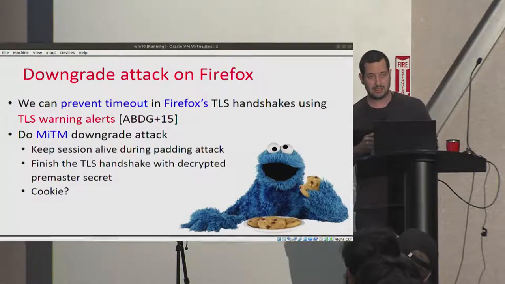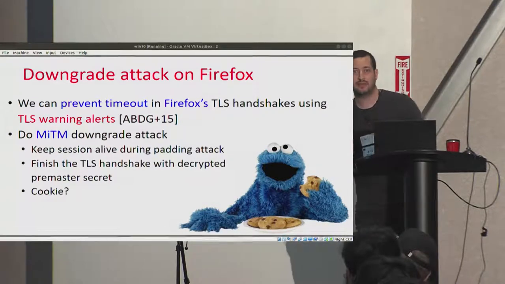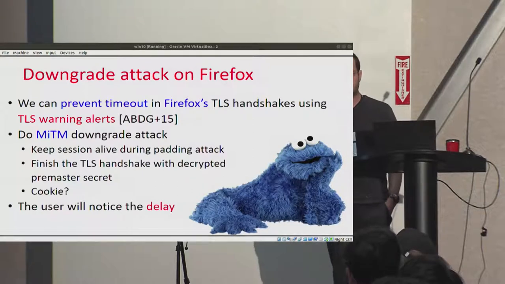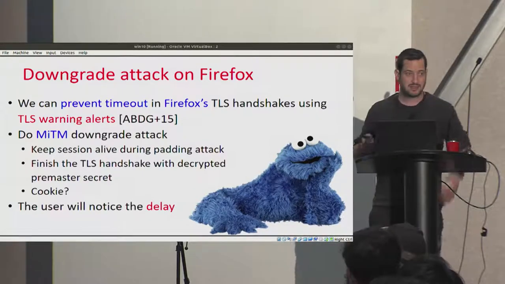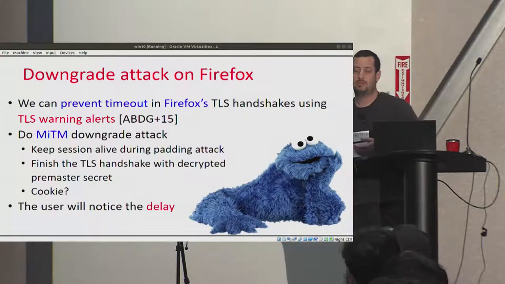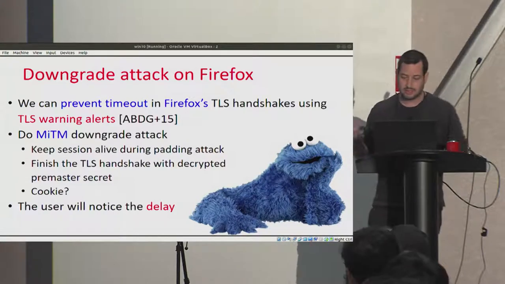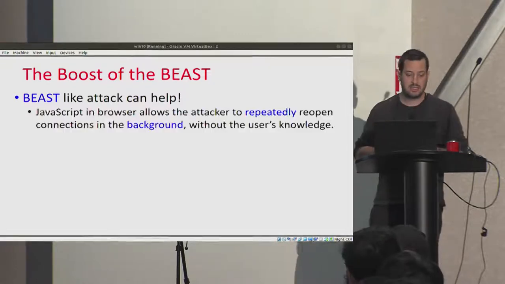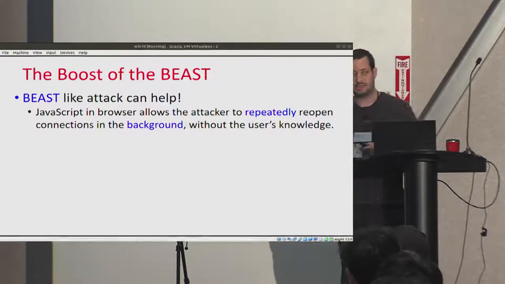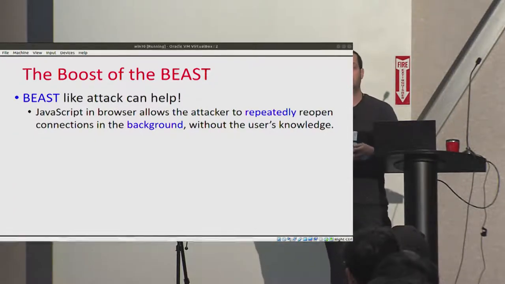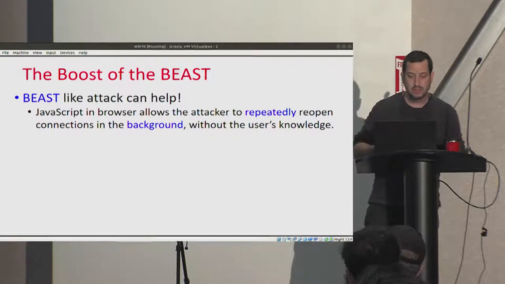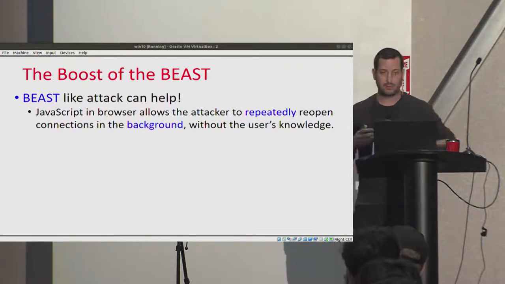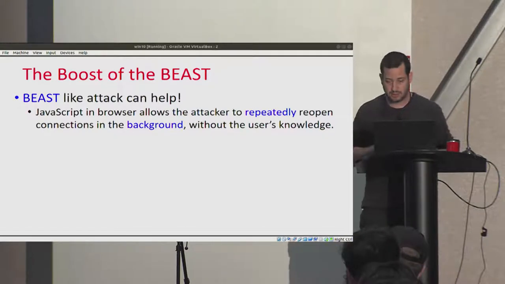So do we get the cookies? There's still one caveat left, and this is the problem that a user who's trying to access his bank account might notice that it takes more than 10 minutes for this website to load, and that might look a little bit fishy to the user. Okay, so we want to still be able to do the attack, so we use the BEAST attack. And the BEAST attack is a very nice idea, and basically says that if we can run JavaScript code inside the browser of the user, this JavaScript code can repeatedly open TLS connections to the bank account. It can do it in the background. The same cookies will be sent to the server, and we can do this attack, and the user doesn't need to know anything about it, which is something really, really nice.